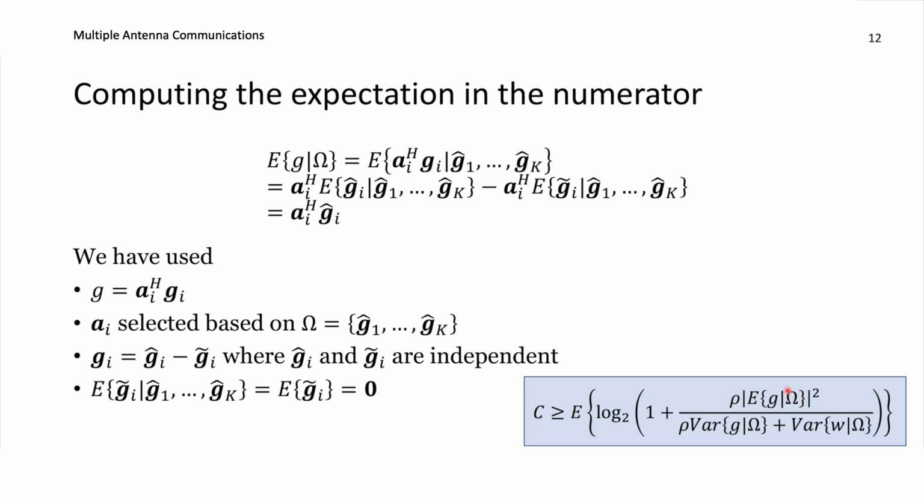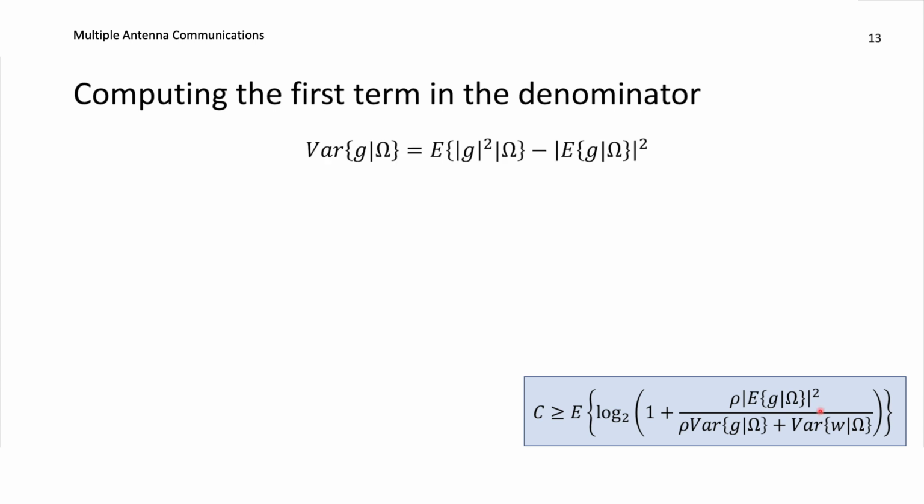It remains to compute the two other terms, so let's continue with the first term in the denominator, the variance of G given omega. The variance can always be expanded as the expected value of the absolute value square of the term, minus the expected value of the term with an absolute value square outside. This is something we can always do when we deal with variances. Since we have a conditional variance, we know omega, so we put these conditions here as well. We have already computed this term, which was showing up in the numerator. So what remains is to compute this term.